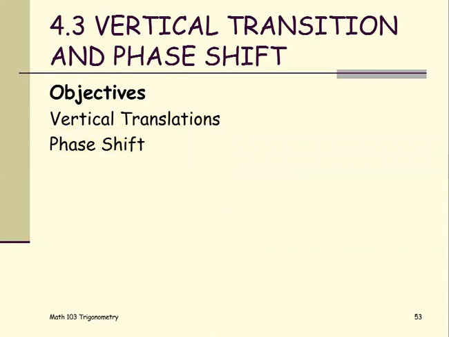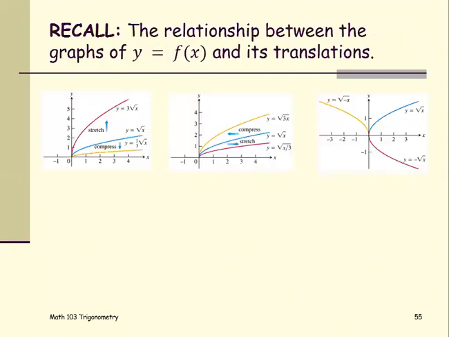Section 4.3. In this section, we are going to look at the vertical translation and the phase shift of the sine and cosine graphs. Recall the relationship between the graphs of y equals f of x and its translation. For the general function, in this case on the diagram, you see y equals square root of x. When you multiply the square root of x by 3, the graph is stretched vertically. When you multiply by 1/3, the graph is compressed vertically by the factor 1/3.